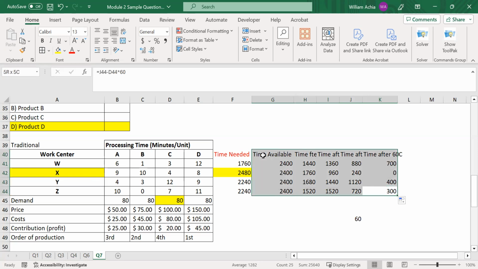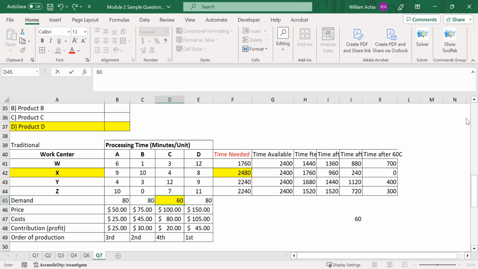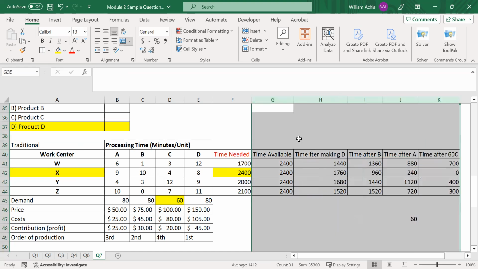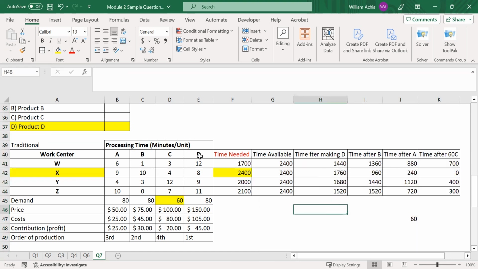So that completes the calculations for how much product we can actually make. We go ahead and say we can only make 60 units of product C. That would be all that I would need for this type of problem. And you'd repeat the same with the bottleneck workstation approach. Just make sure that you have your different headings in place, the time after A, after B, after C, and all that. So that's what I wanted to share with this question.